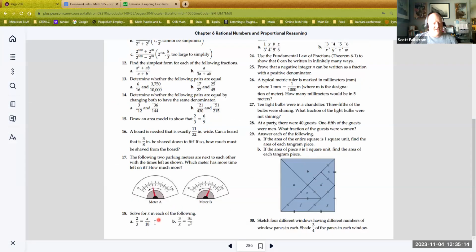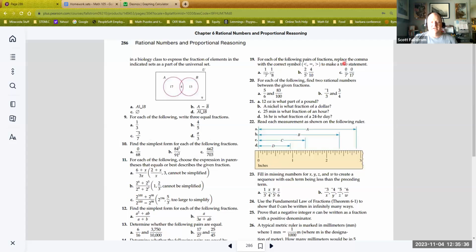18, solve for x in each case. So again, here you could just floff. Just floff it up to get to the value you need. And again, you're solving for x. So what value of x makes this correct? And there may be sometimes where there's more than one value of x that makes something correct.